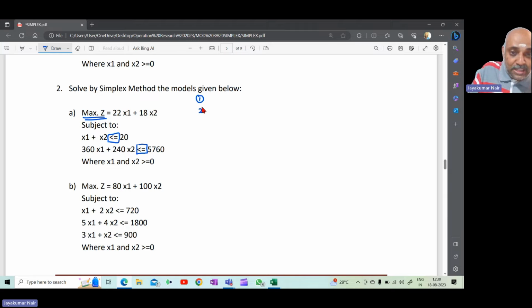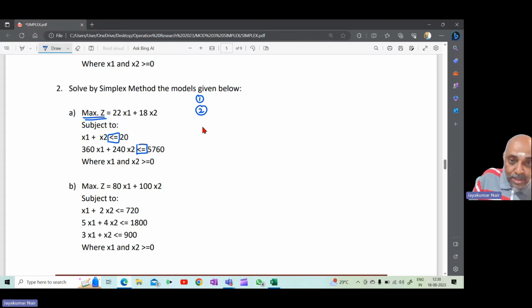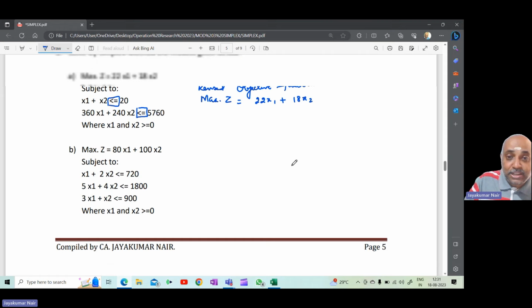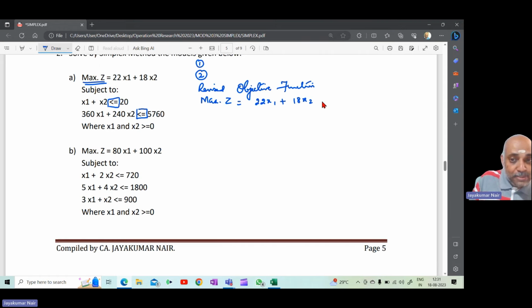So second step is you have to introduce appropriate variables and modify this particular model. So we are going to modify this model. How do we modify? I'll write here revised objective function. Max Z is equal to 22x1 plus 18x2, and then whatever variables that you are introducing, those variables we have to include it here.